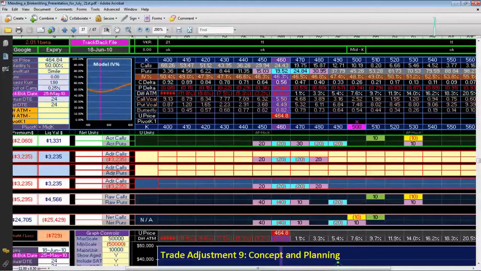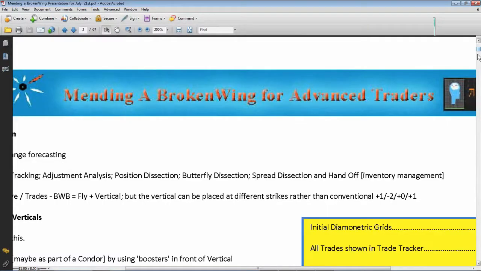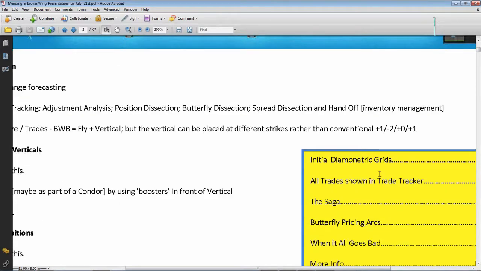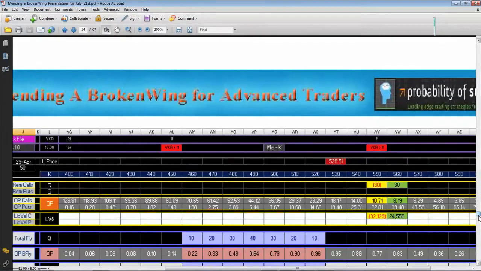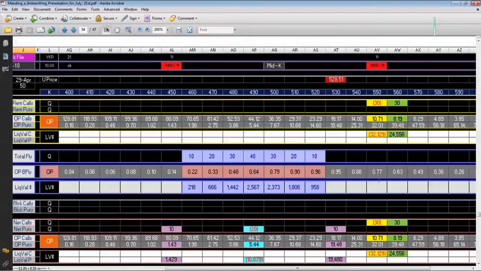I'm buying an at-the-money condor. Look at this, 82 and 82 cents, right? $1.64, right? Towards the end, if we go here to the beginning menu, we'll see that on pages 54 to 63, I got these butterfly pricing arcs. Let's do a little timeout and go there and see what that is. So I'm going to page 54. Okay. Let me reduce this. We don't need to be as big.